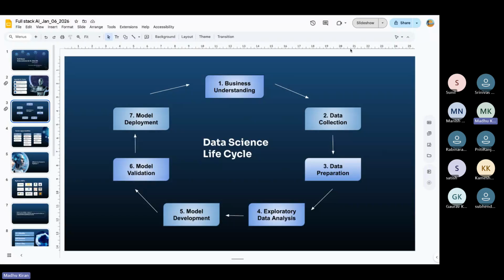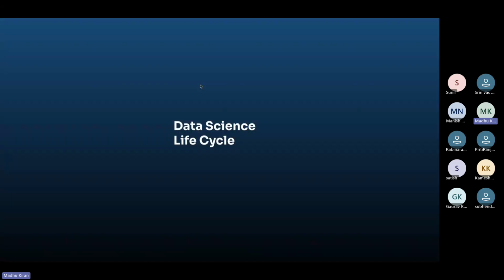So let's start with the first step, business understanding. Every project starts here. Business understanding simply means what is the problem we are trying to solve. This could be in healthcare, finance, e-commerce, any field. If you're working in the banking sector, then it's related to finance. For example, if hospitals want to predict which patients are at high risk, or if banks want to detect a fraudulent transaction, or if retail companies want to forecast sales. So the first thing is understanding the business.